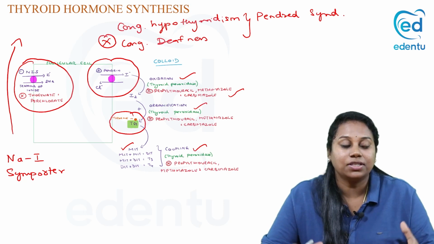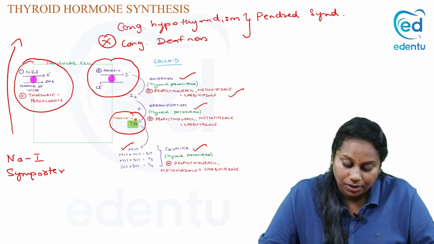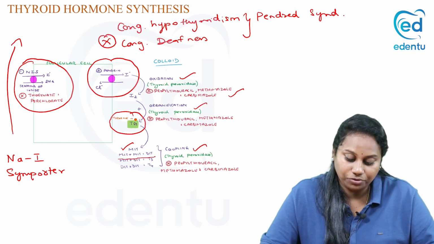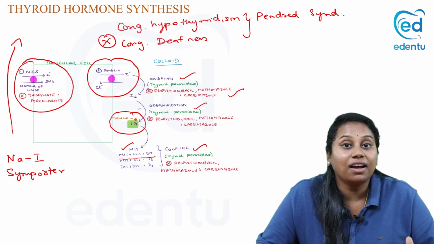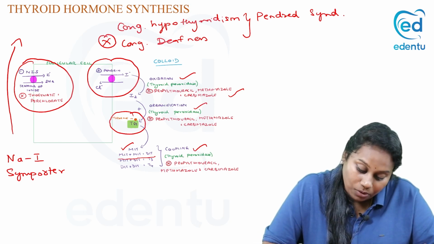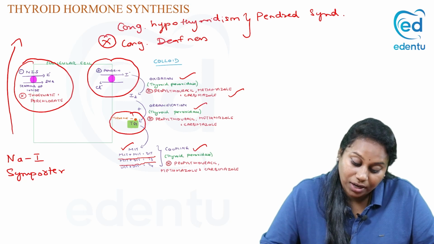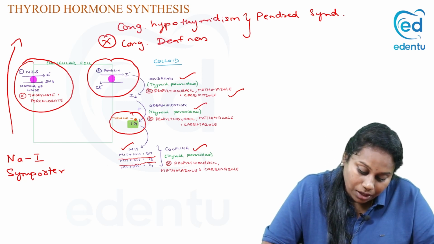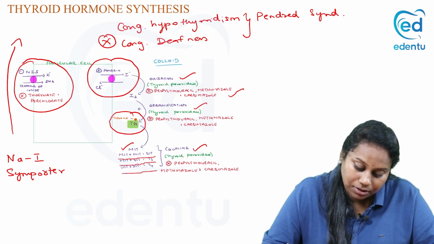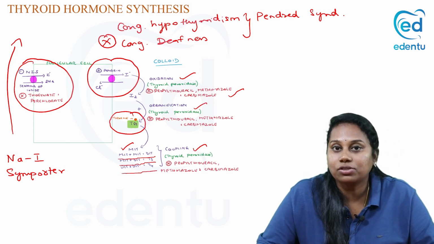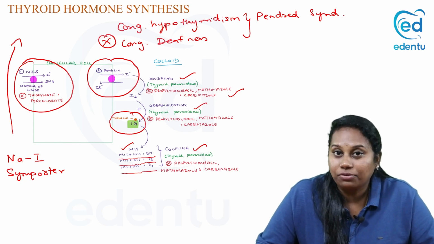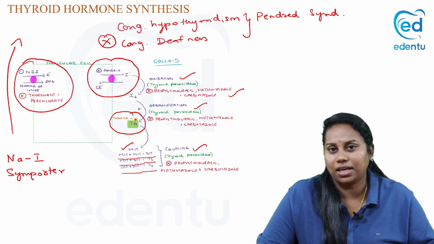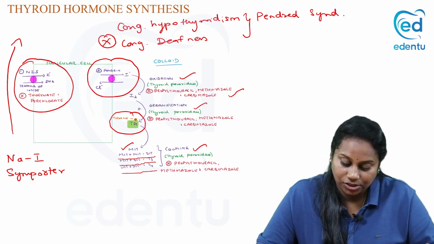And now coupling takes place. What is coupling? See, they just join together. That is called coupling. So look at this. One MIT combines with another MIT to form DIT. DIT is diiodotyrosine. Or one MIT can combine with one DIT to form T3, triiodothyronine. And one DIT can combine with another DIT, 2 plus 2 is 4, so it can form T4. So this is how T3 and T4 are synthesized. And all these reactions together are called coupling reactions.